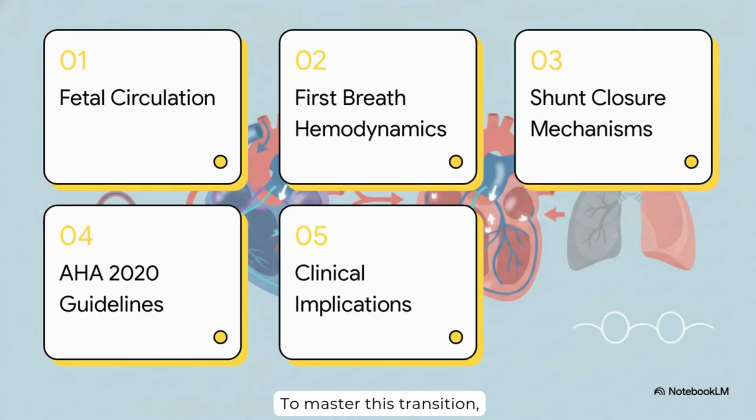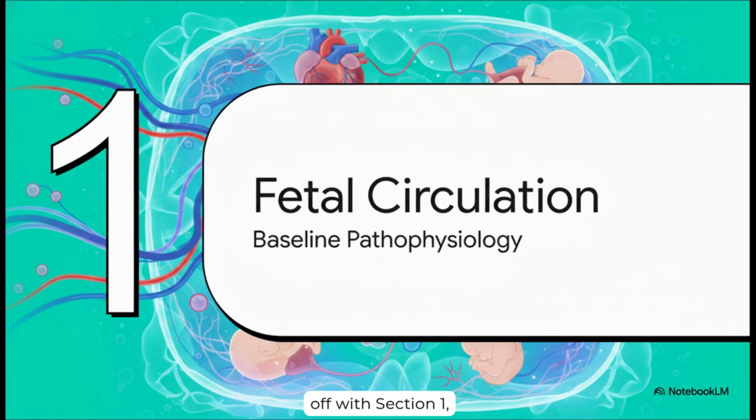To master this transition, here is our roadmap. We'll briefly cover fetal circulation pathophysiology, the hemodynamics of the first breath, mechanisms of shunt closure, the AHA 2020 resuscitation guidelines, and finally, clinical implications and defects. Starting off with Section 1, Fetal Circulation Pathophysiology.